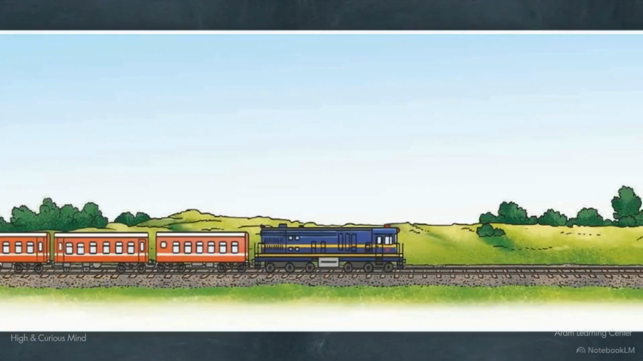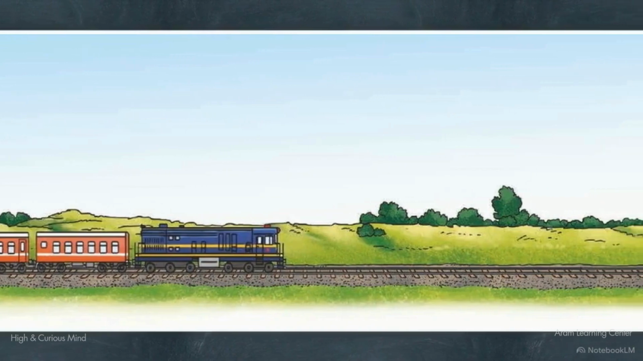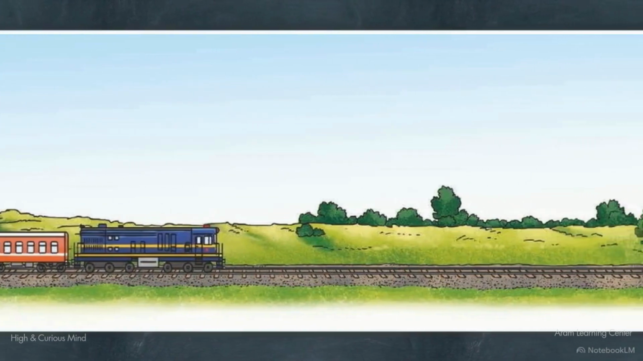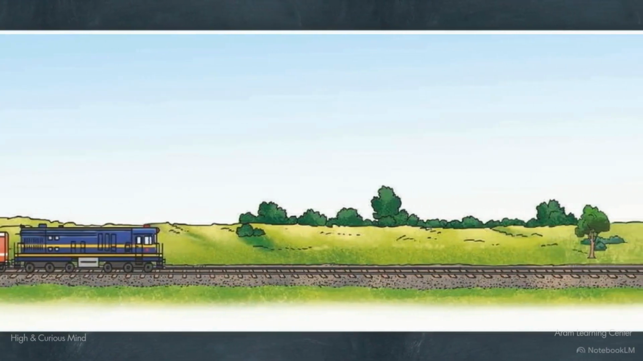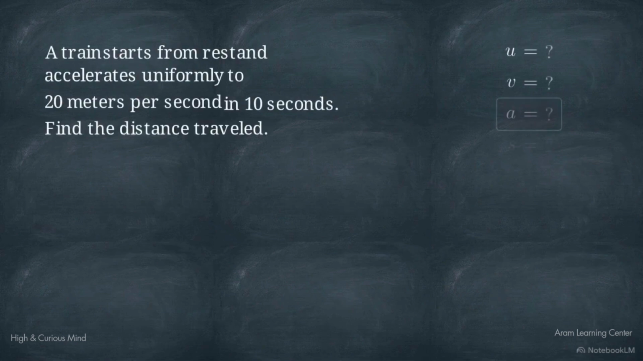Take a problem where a train starts from rest and accelerates uniformly to 20 meters per second in 10 seconds. To find the distance traveled, we need to extract the data hidden in the text. We begin by listing our 5 variables as a checklist. This organizes the information and reveals exactly what we are missing.